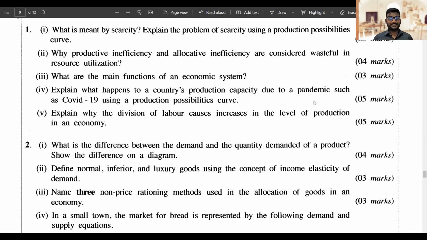Right, next question. What are the main functions of an economic system? This is again, I think, a question we did, like I said. So quickly type and send me what are the functions of an economic system.